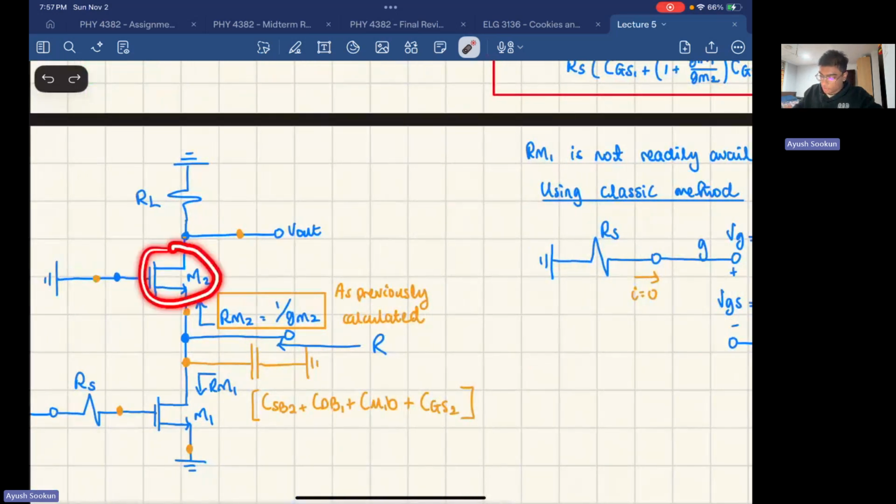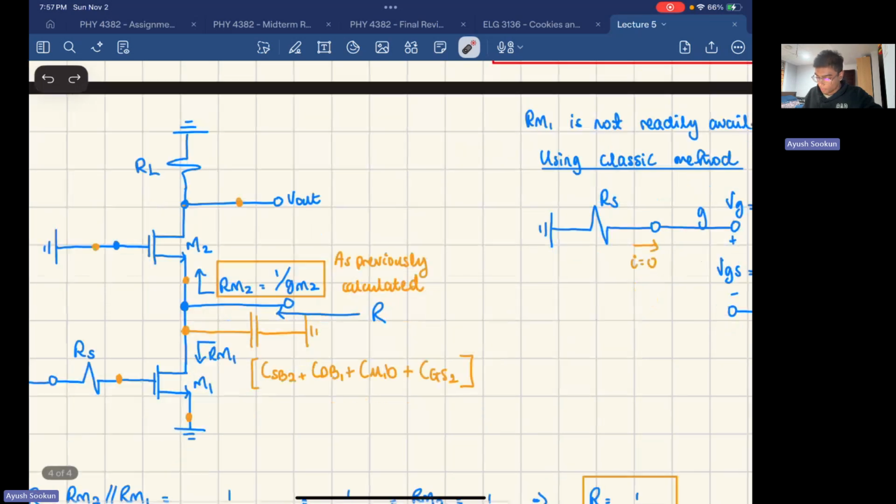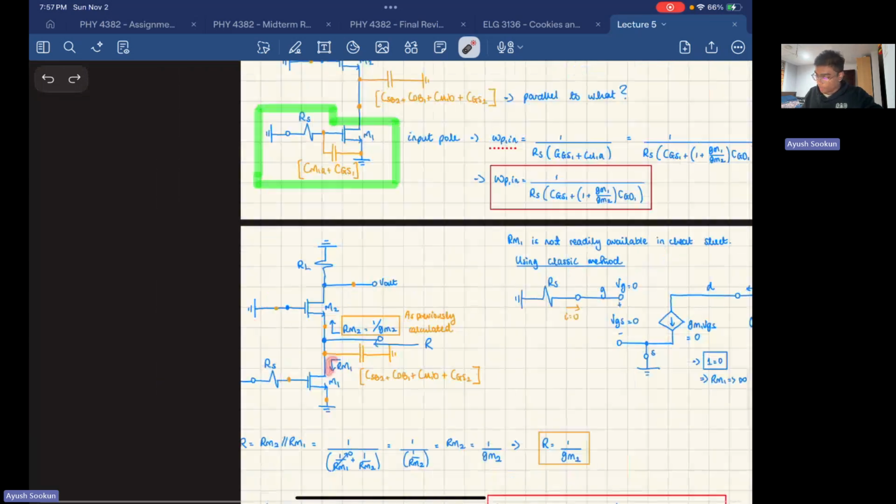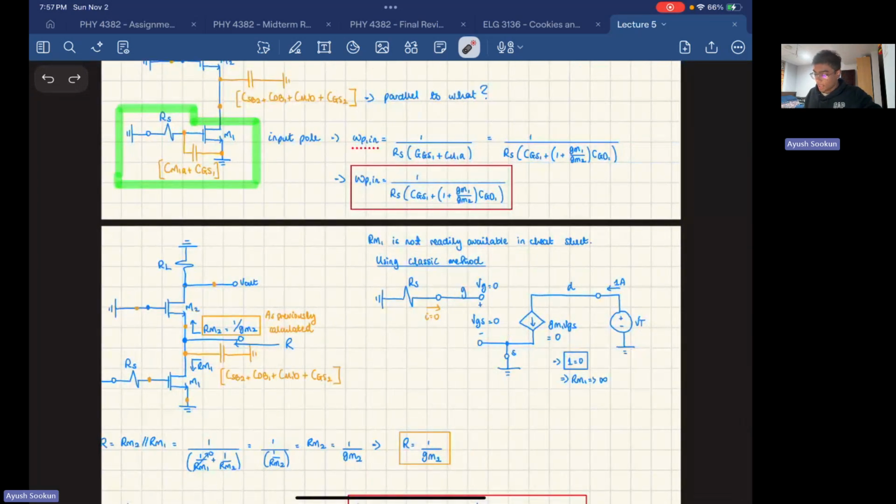Okay, so that's what we'll do. So I want to replace M2 by its equivalent impedance, and we did that previously. It's 1 over GM2. And RM1, we want to replace it by its equivalent impedance. However, RM1 is not readily available in the cheat sheet, so we're going to have to derive it. So I'm going to draw the small signal MOSFET of the RM1. By the way, when you're deriving stuff on your own, I always ignore the resistor associated with the channel modulation. Usually we have RO right here. I ignore that. You don't have to worry about that here. It just makes your analysis much simpler.